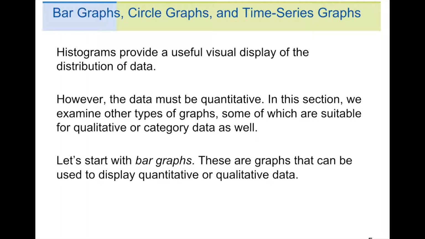So histograms provide a useful visual display of the distribution of data. However, the data must be quantitative. In this section, we examine other types of graphs, some of which are suitable for the qualitative or category data as well. Let's start with bar graphs. These are graphs that can be used to display quantitative or qualitative data. So you may have thought of histograms and bar graphs being the same, but histograms are specifically for quantitative data. They're over a range. Bar graphs can be used for quantitative data, but are often used for qualitative data.